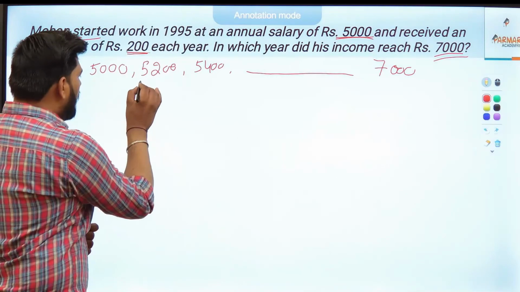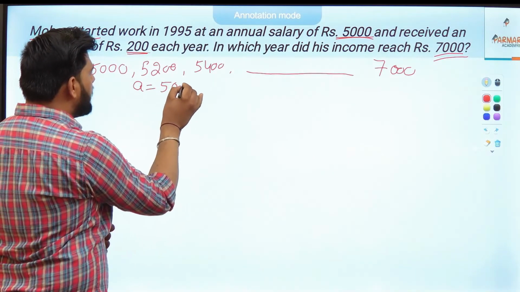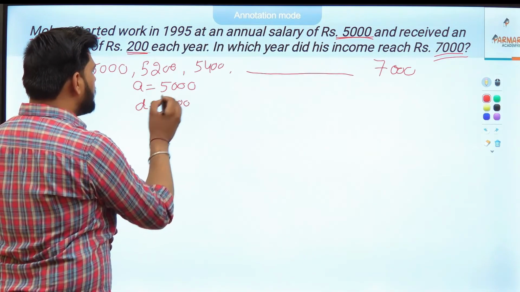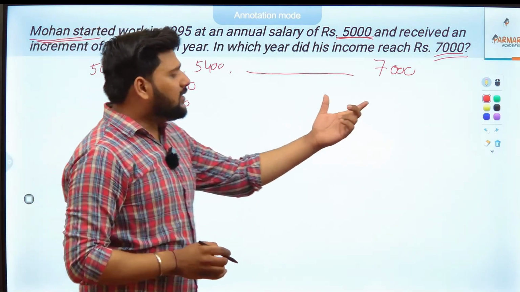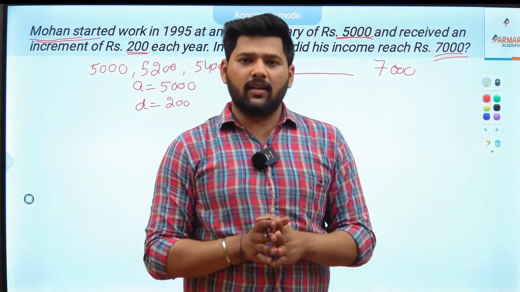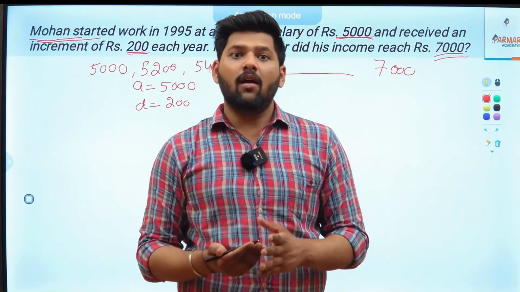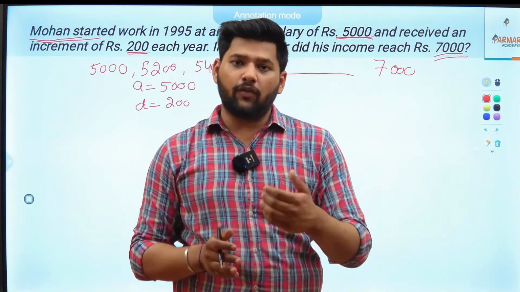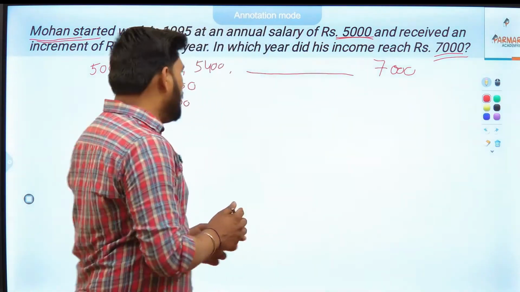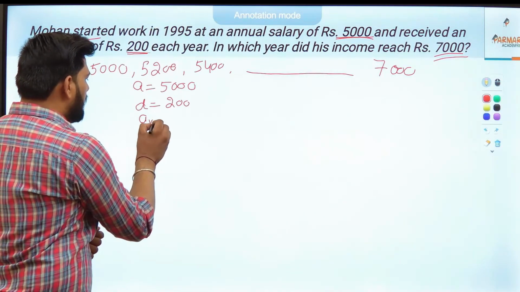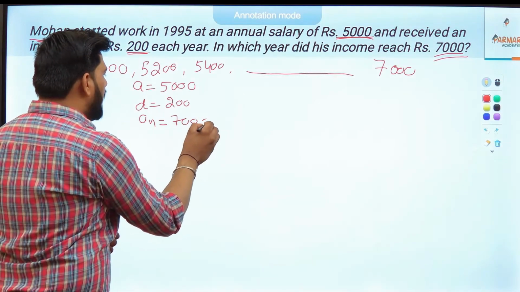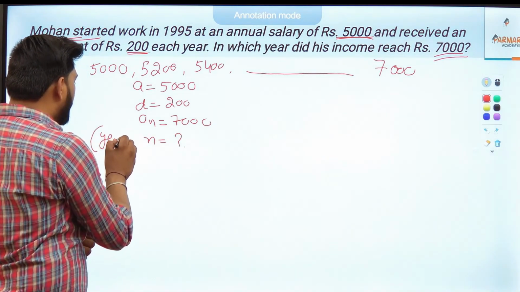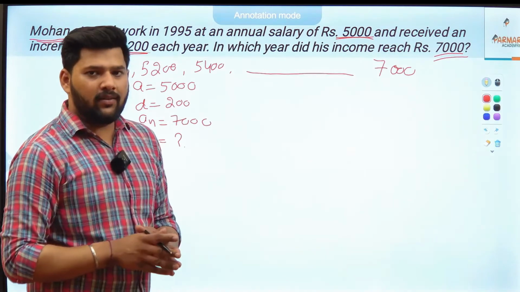So here A is 5000, that is the starting salary. Difference is 200, that is the increment. And 7000 is the value of the salary. We have to find in which year this salary became 7000. Means we have to find the position, and the AN is given. So 7000 is AN. Value is given, 7000. We have to find the corresponding value of N, that is the year.